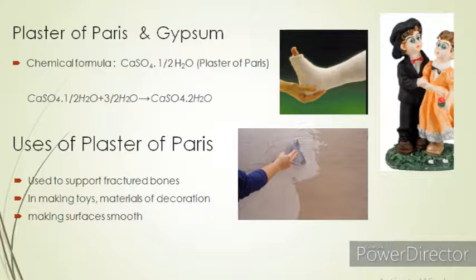Now, the plaster of Paris has certain uses. Plaster of Paris is used for fixing the bones. It is used for supporting the fractured bones. It is used in making toys, in the materials of decoration. It is used in making the surfaces smooth. Plus, it is used in many other things. The plaster of Paris is most commonly used in construction purposes, in medical purposes, for decoration purposes, and so on.